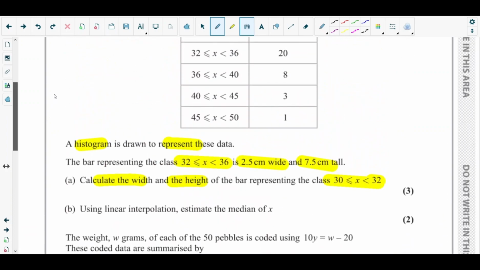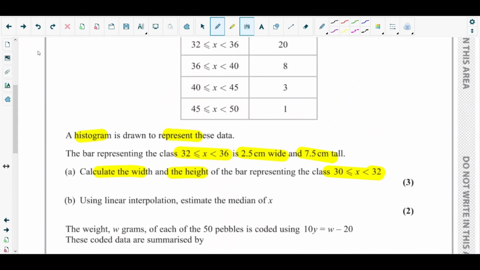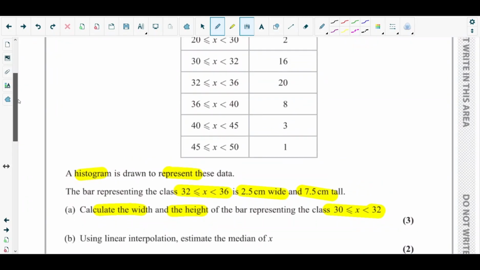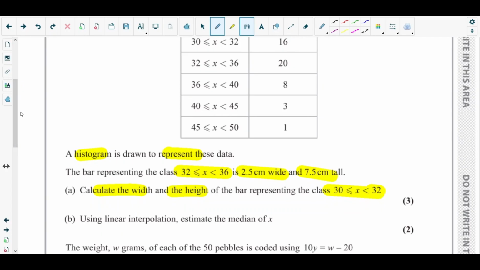Next we need to find out the height of the bar. How can you find out the height of the bar? Look, the height of the bar is basically dependent on the frequency density, right? We know that on a histogram along the y-axis we consider the frequency density. They have said this bar is 7.5 centimeter tall. This class, this bar is 7.5 centimeter tall.